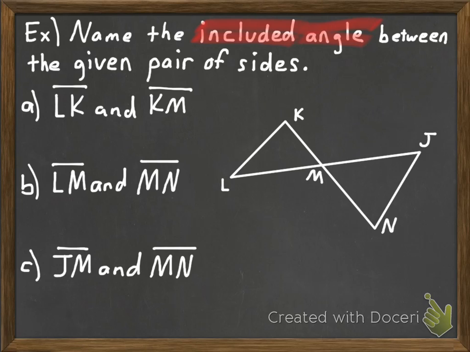Alright, now this is going to be very easy to do. If we want to find the included angle formed by segment LK and KM, we need to locate those in the picture first. So there are those two segments, and then the included angle is the angle that they form, or the angle that's between them. That's right here. And what's the name of that angle? Well, it's angle LKM, or you could just call it angle K since that's the only angle at the vertex, and that's what I'll do here. Let's call that angle K.